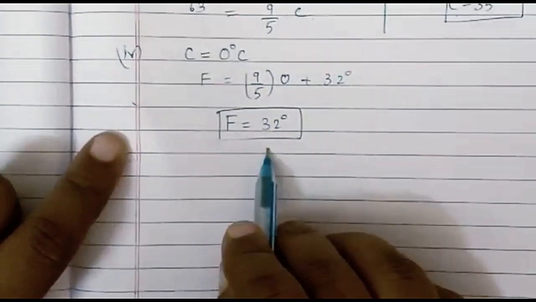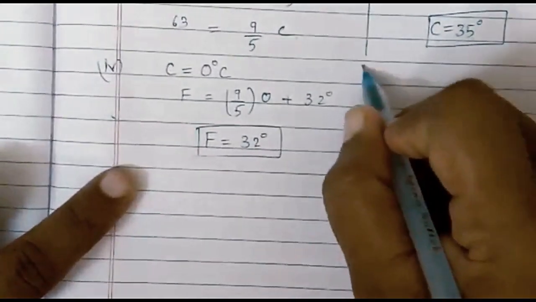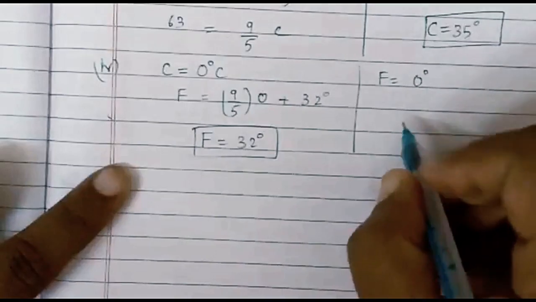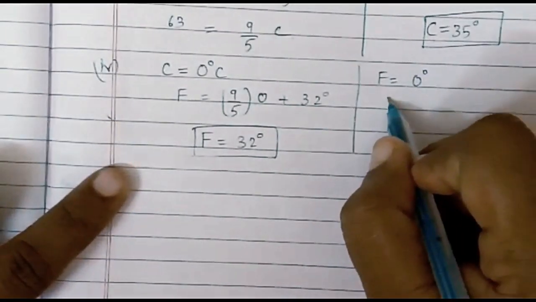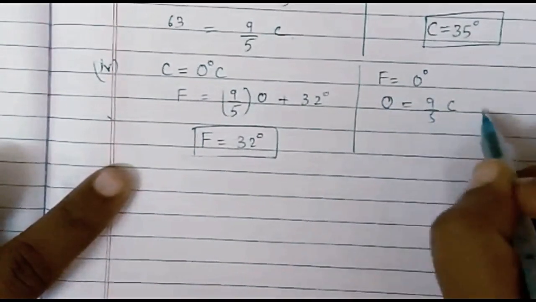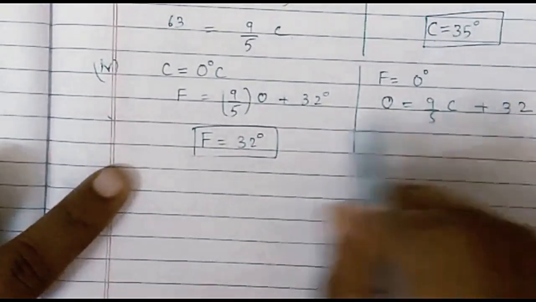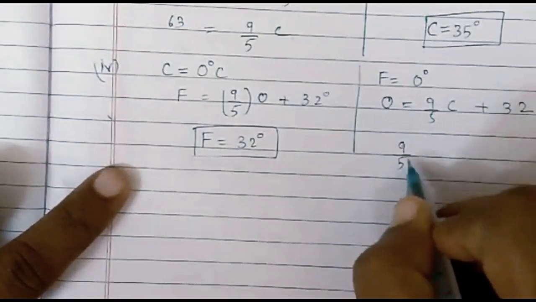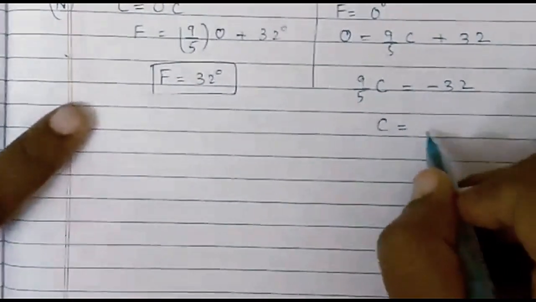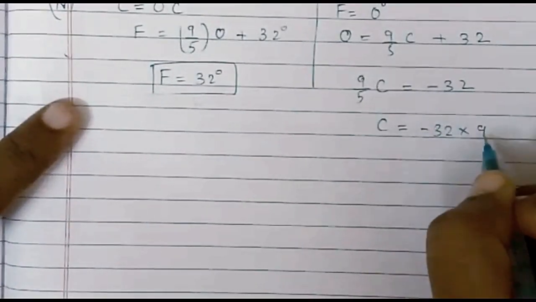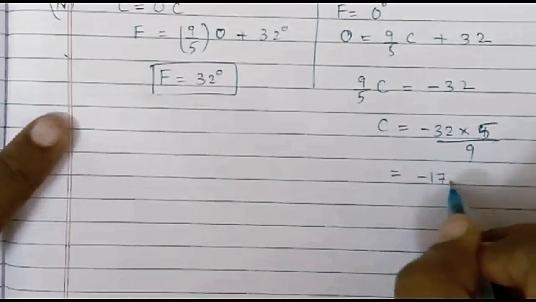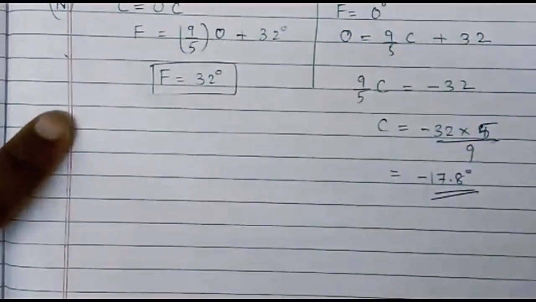Now in the same sub question, one more sub question is given. If F is equal to 0 degree, right? And in place of C, I have taken here F is 0 degree. So what will be C? So we will be getting, in place of F you can write 0 is equal to 9 upon 5 into C plus 32. This plus 32 will come on the opposite side. So we will be getting 9 upon 5 C is equal to minus 32. So C will be equal to minus 32 into 5 upon 9, which will be equal to minus 17.8 degree approximately, right?